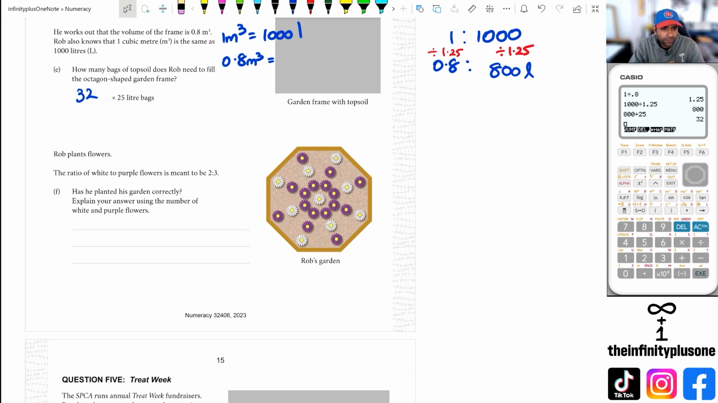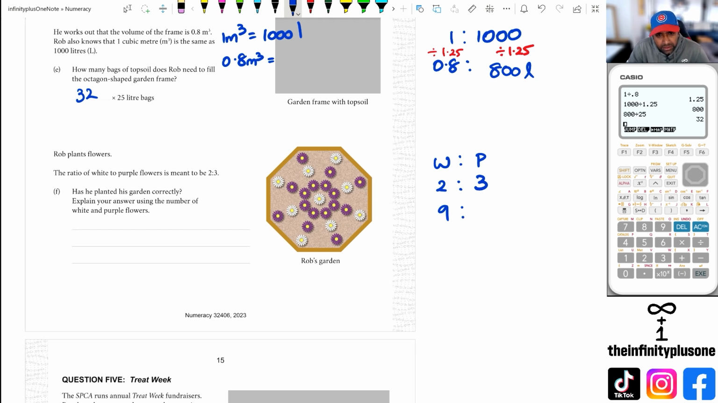All right, so question F here. With question F, Rob's planting flowers. The ratio of white flowers to purple is 2 to 3. So we've got white to purple, 2 to 3. Has he planted this correctly? Explain your answer using the number of white and purple flowers. So if I count the number of white flowers, I've actually got 9 there.